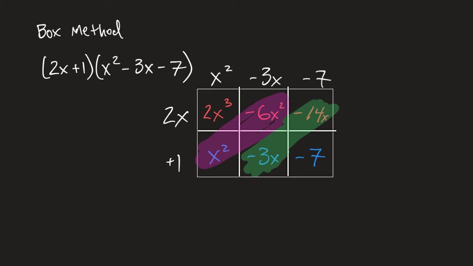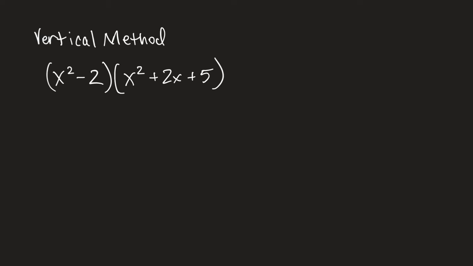Sometimes it works out that way, that it's organized very well, and it's easy to see which terms we're going to combine. So as I move, I have 2x cubed. There's no others, so I wrote it down here. I have negative 6x squared plus x squared. I'm combining them, so I get minus 5x squared. I have negative 14x here, and that combines with negative 3x, which gives me negative 17x. And then I have negative 7 as a constant, which is done.